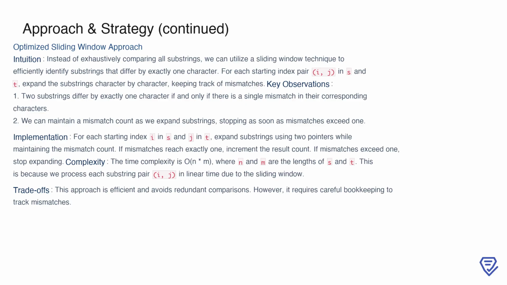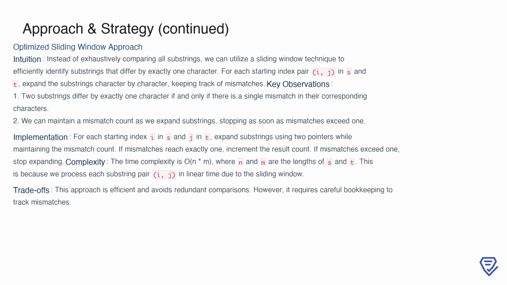The key idea is to use two pointers to expand substrings from each starting index pair, i, j, in S and T, while keeping track of mismatches. A key observation is that two substrings differ by exactly one character if there's only a single mismatch in their corresponding characters. By maintaining a mismatch count as the substrings expand, we can stop as soon as mismatches exceed 1.